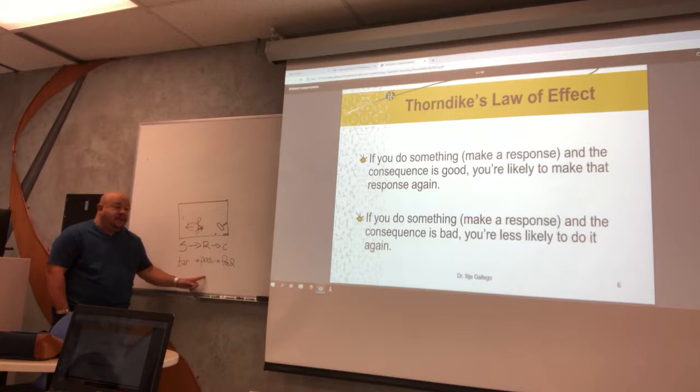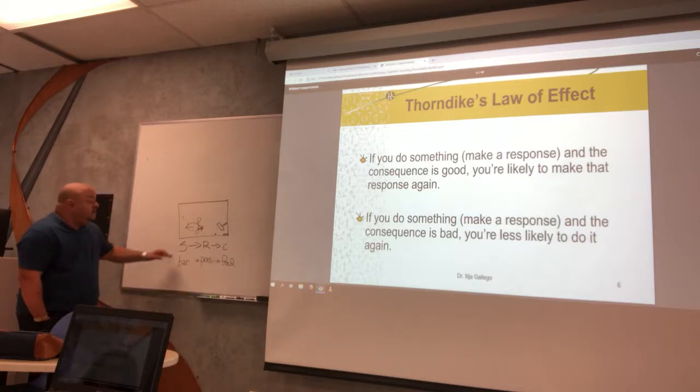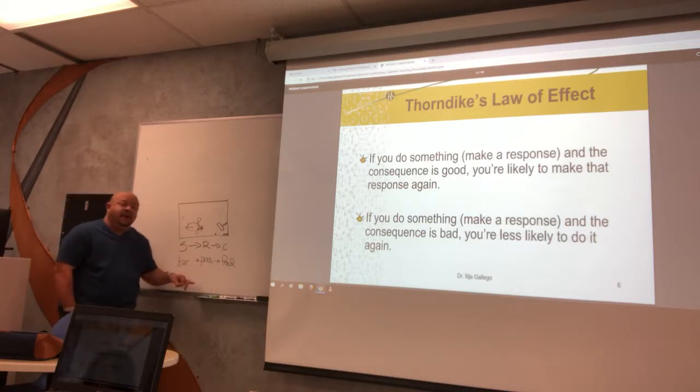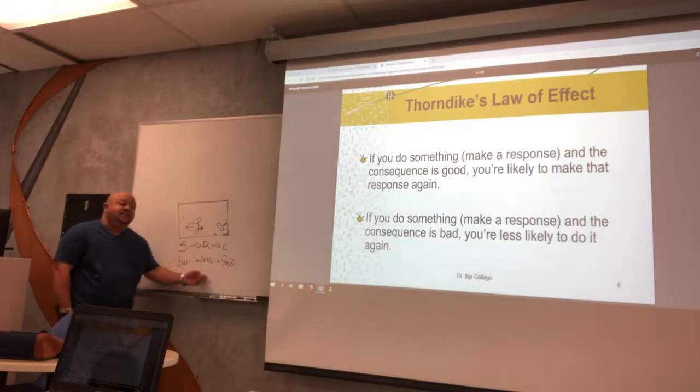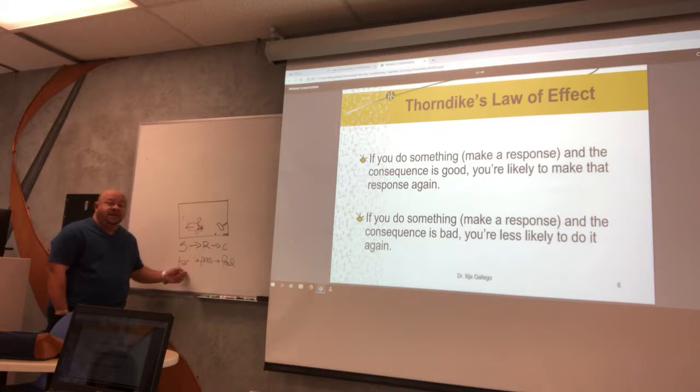make that response. On the other hand, if he sees the bike and he steals the bike, and he doesn't get into much trouble, mom doesn't really ask where it came from or whatever, then what's going to happen is that next time he's in a situation where he can take something he wants, he probably will go ahead and do that behavior or response and steal it.